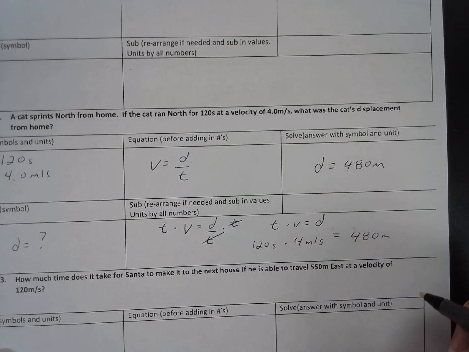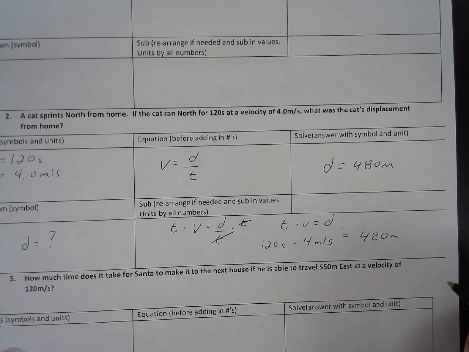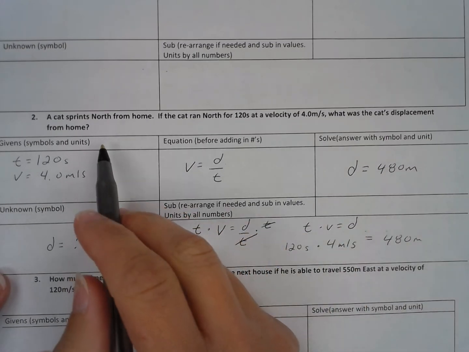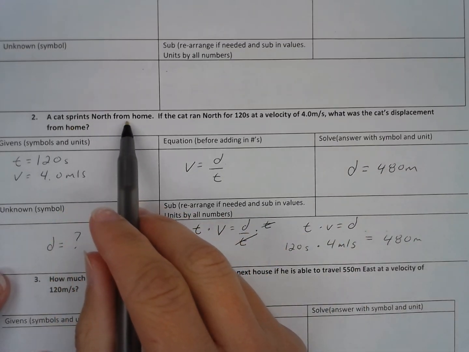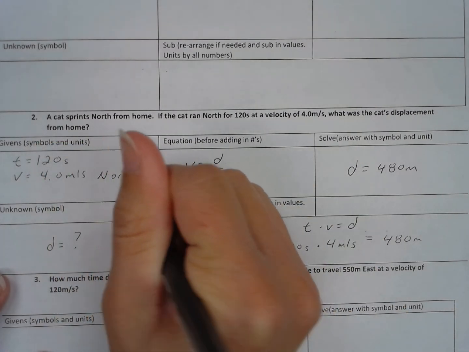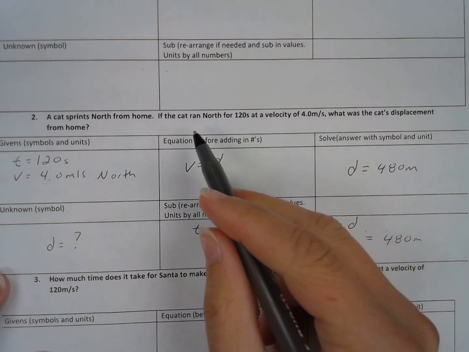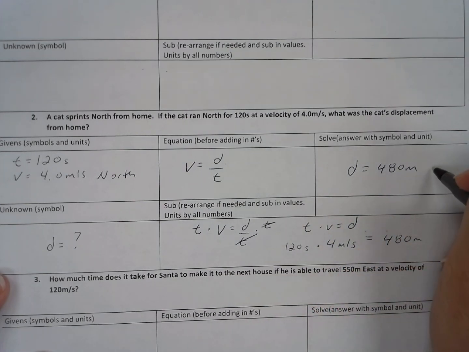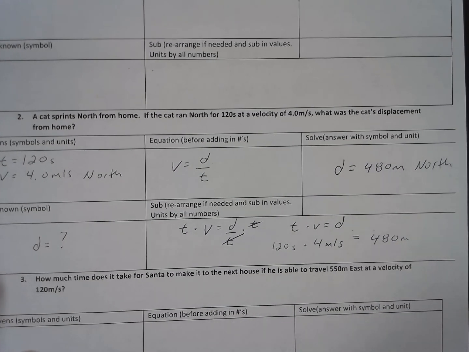Now displacement is a vector quantity. So if there's a direction listed, direction is important here. And so if I go back in the problem here, it says a cat sprints north from home. And ideally too, if I wanted to, I could have written this down to remind myself early on in the problem. But since I have a direction that's included and displacement is a vector quantity, I'm going to include that direction here with my answer. So these are our GUESS steps, GUESS work.